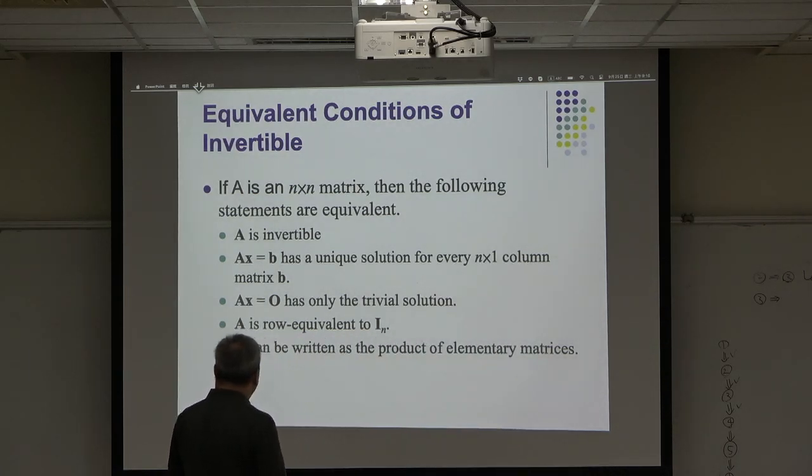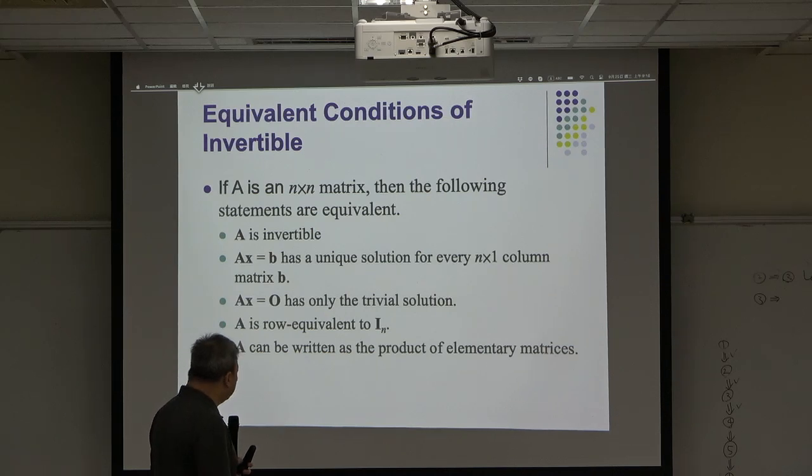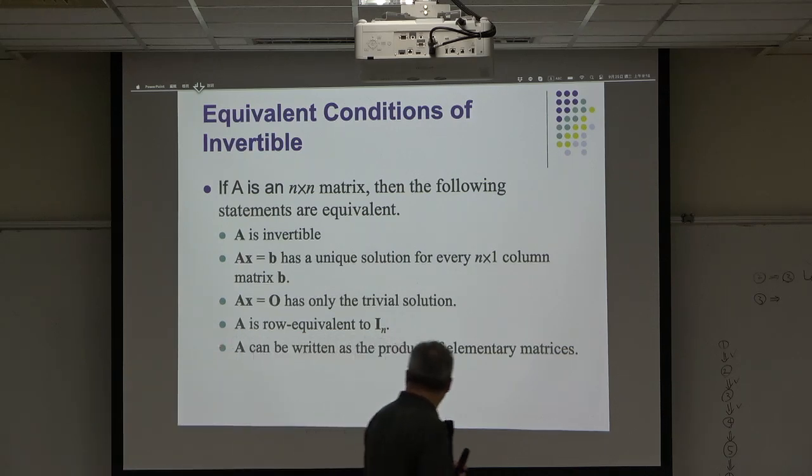A is row equivalent to I_N. Again, if AX equal to 0 has only the trivial solution, that means after the Gaussian-Jordan elimination, what you have is IX equal to 0, right? If this is not the case, you are going to end up with a lot of solutions, right?